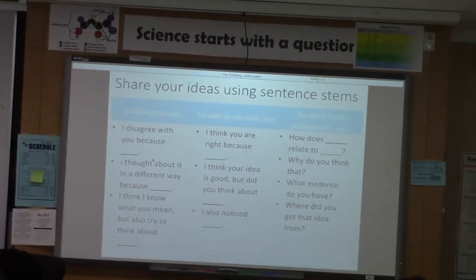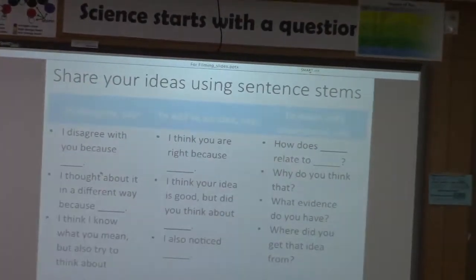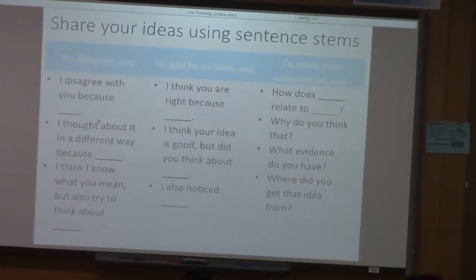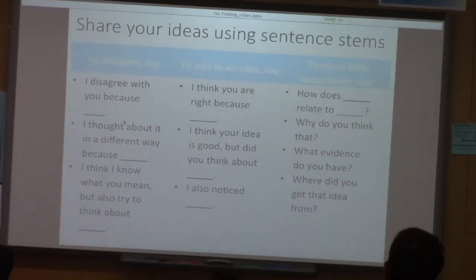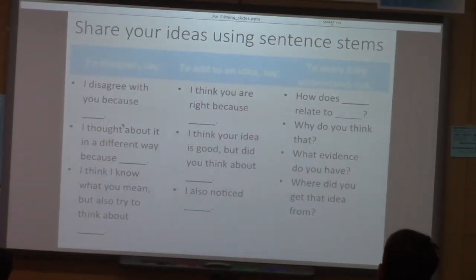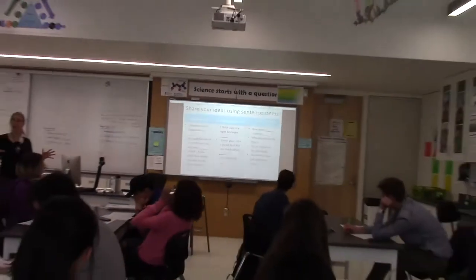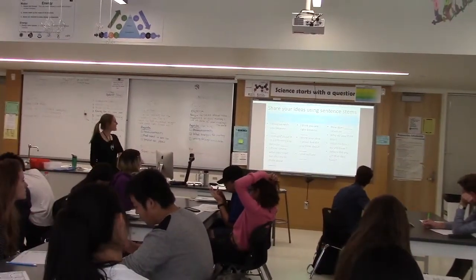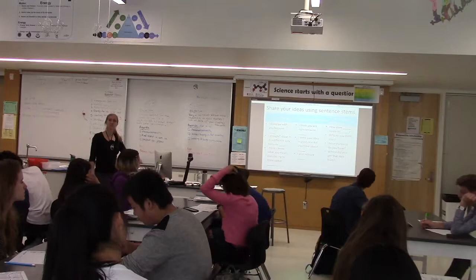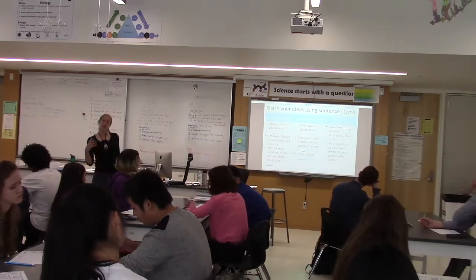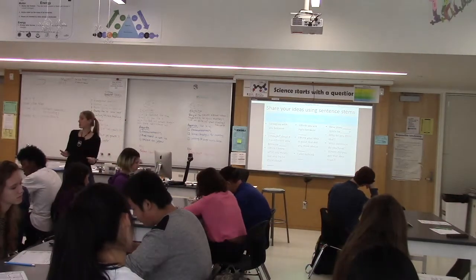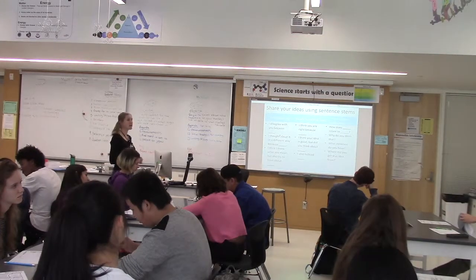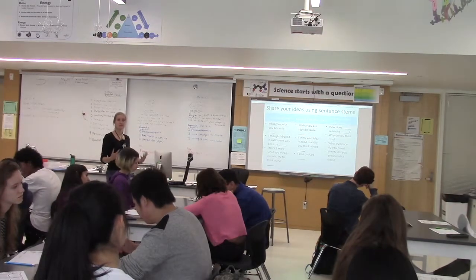So you have a few options here. If you disagree with what they said, you think that they took a wrong turn with that, you could say something like, I disagree with you because. Or if you want to be a little more gentle, you could say, I thought about it in a different way because. So it's just saying, you could be right, but I want you to look at it through my lens. Or I know what you mean, but also try to think about something else. So that's giving them suggestions.